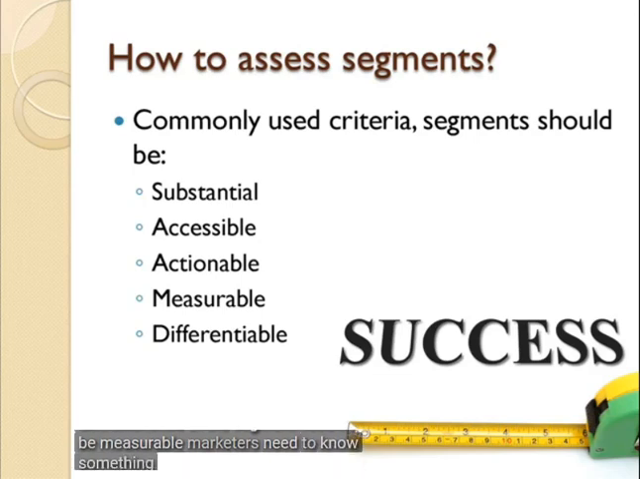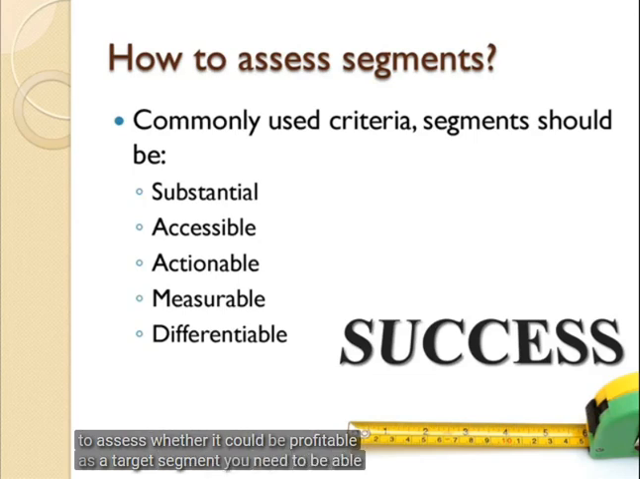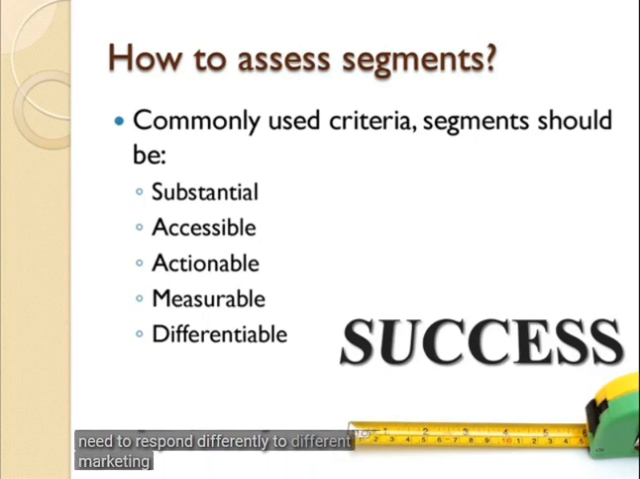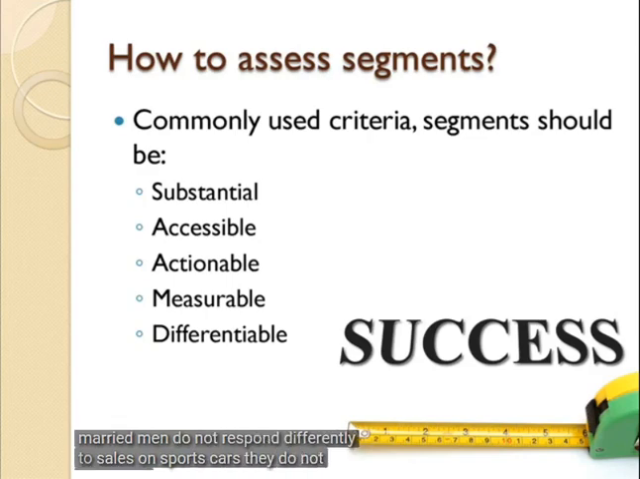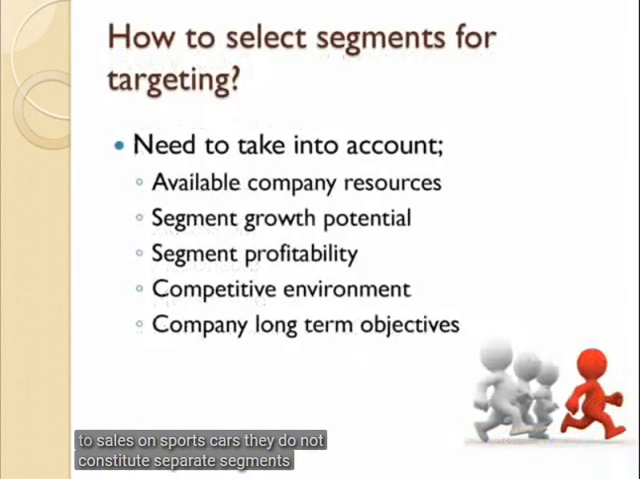Marketers need to know something about the segment to be able to assess whether it could be profitable as a target segment. You need to be able to distinguish between segments, and they need to respond differently to different marketing mix elements. For example, if middle-aged single men and middle-aged married men do not respond differently to sales on sports cars, they do not constitute separate segments.